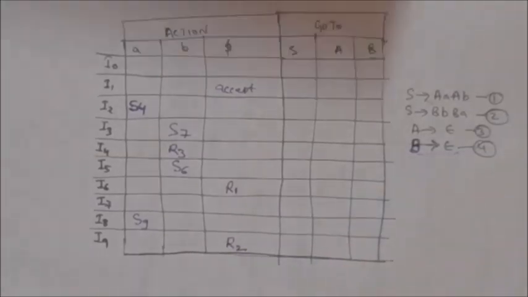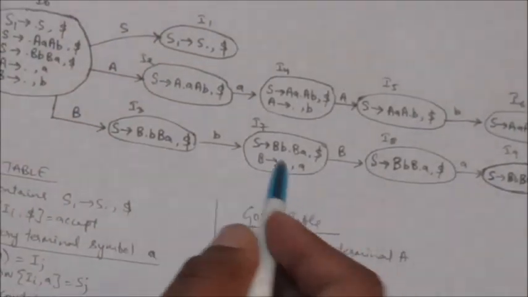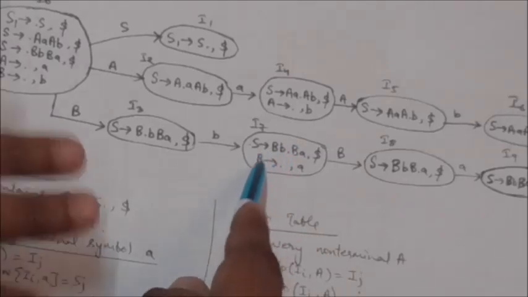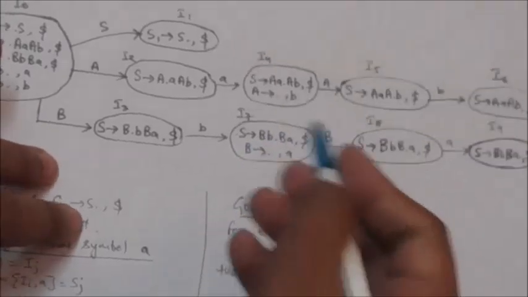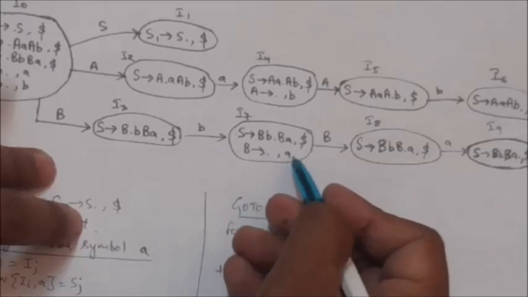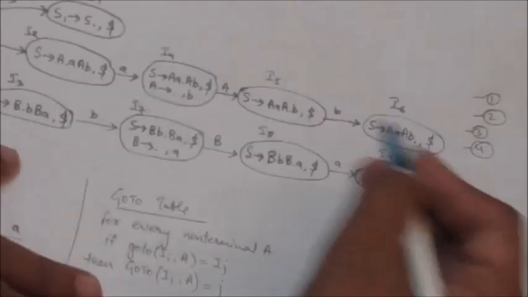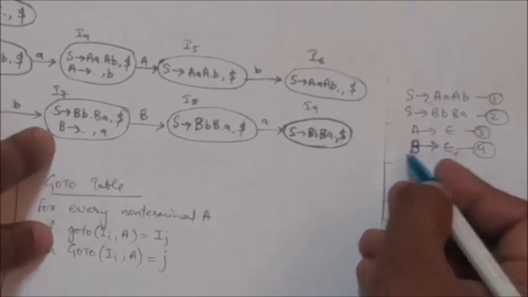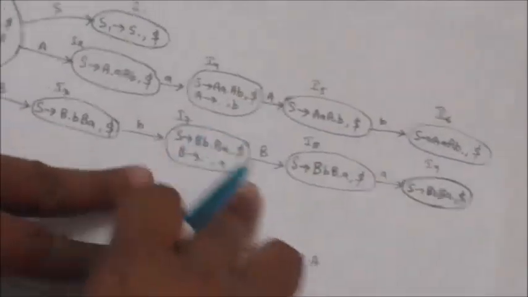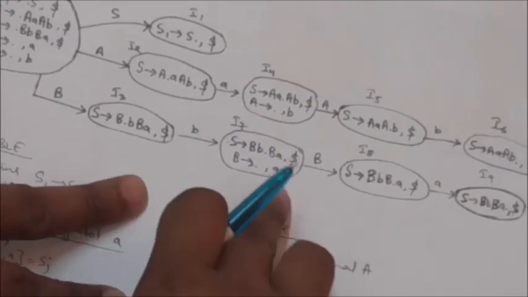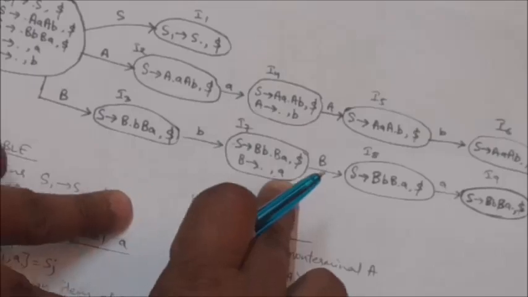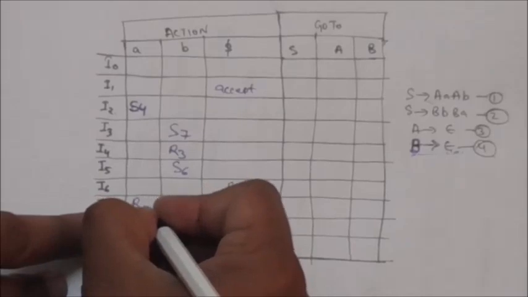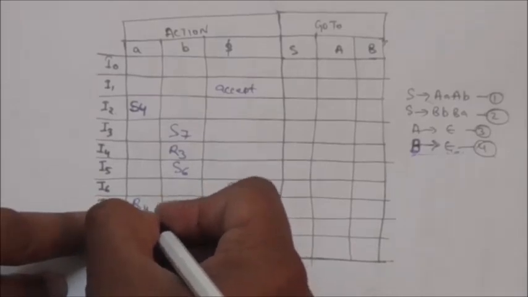Now let us see this state I7. In this state I7, we again have an item where on the right side the dot is at the rightmost position, that is B derives empty. Look ahead symbol is A, right? And this item corresponds to this production rule B derives empty, that is production rule number 4. So in the row labeled by I7 and column labeled by terminal symbol A, I will write R4.